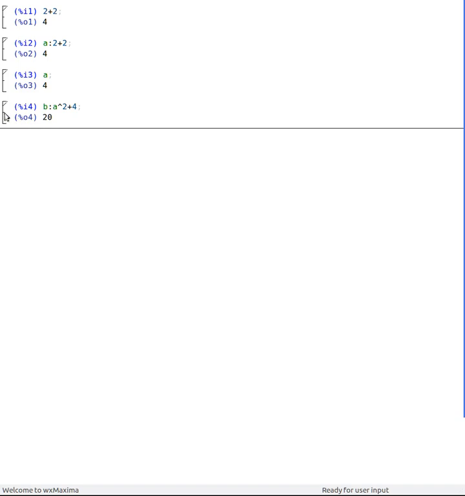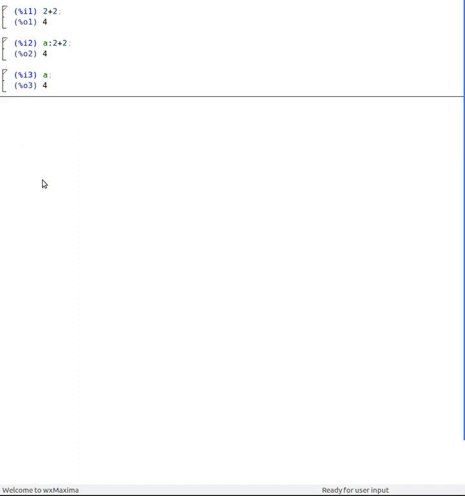Now, you see that Maxima is structured using cells, so each of these blocks of input and output is a cell. You can delete a cell like so, just pressing delete, or you can create a new cell. Whenever you see this horizontal line, you just start typing something and it will create a new cell.